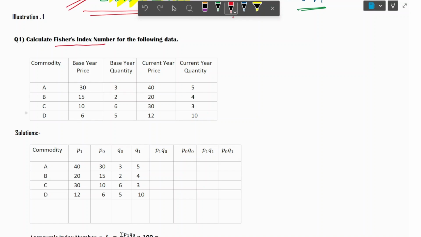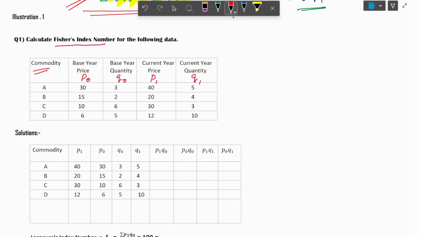What is given in the data? First, the commodity list. Second, base year price. Base year price means P0. Next, base year quantity. Base year quantity represents Q0. Current year price represents P1. Current year quantity represents Q1. That means 5 columns are there in the question: P0, Q0, P1 and Q1, and your list, that is commodity.